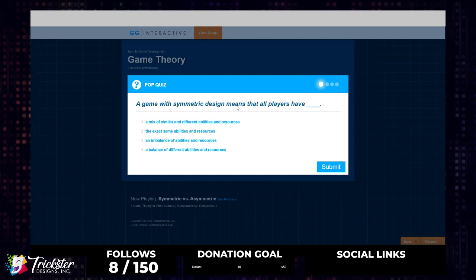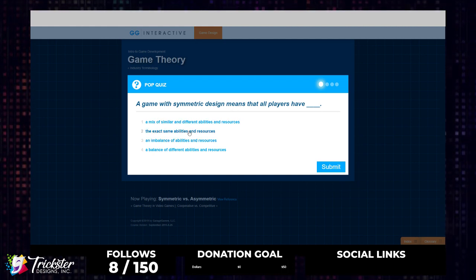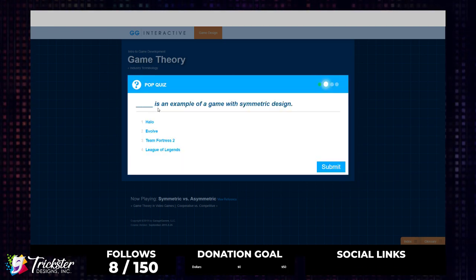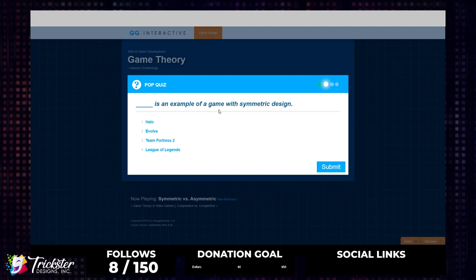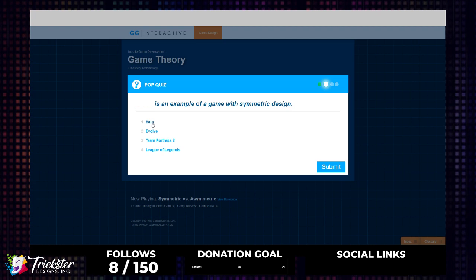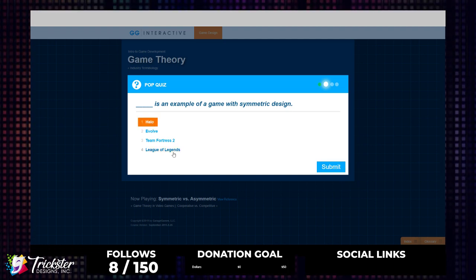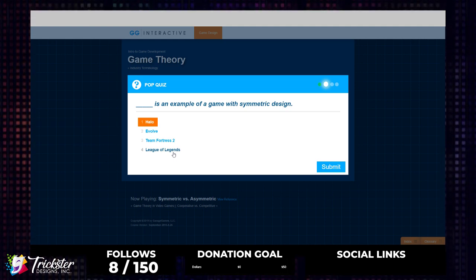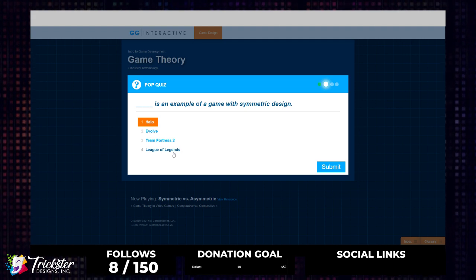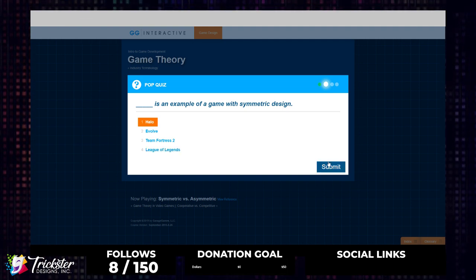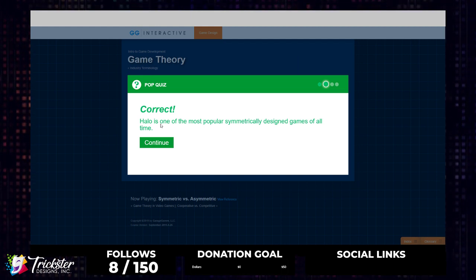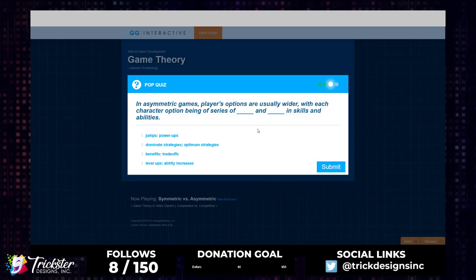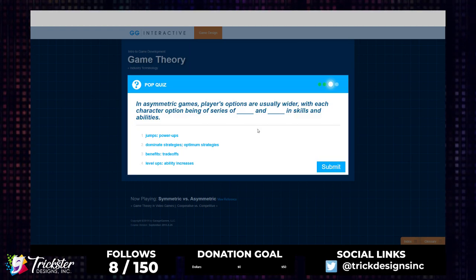A game with symmetric design means that all players have the exact same abilities and resources. Blank is an example of a game with symmetric design. Halo! There you go. League of Legends is another one. I mean of the asymmetrical type. Halo is one of the most popular symmetrical game designs of all time. One of them. Currently one of the largest, don't know, but one of them of all time.